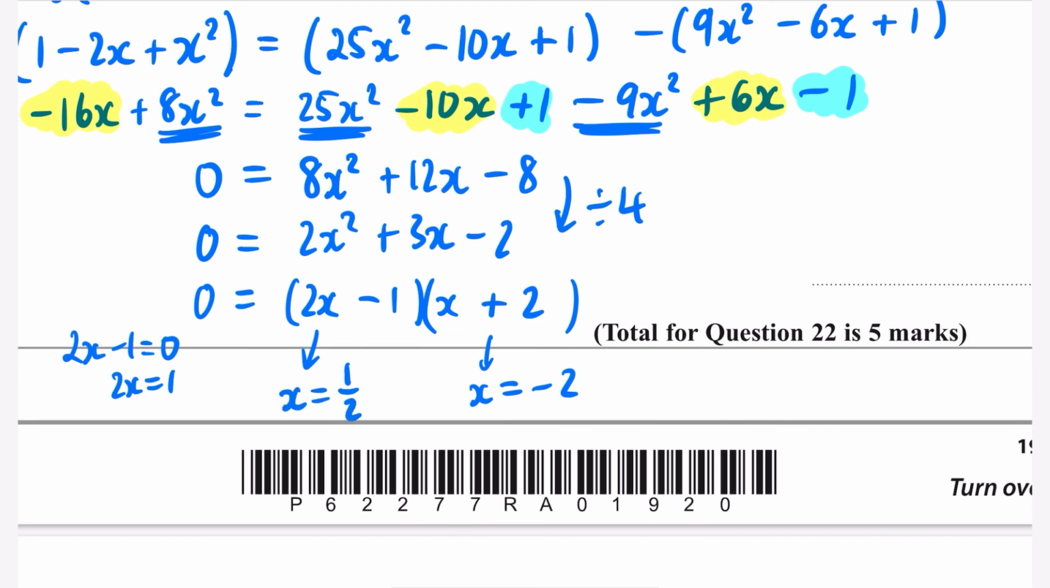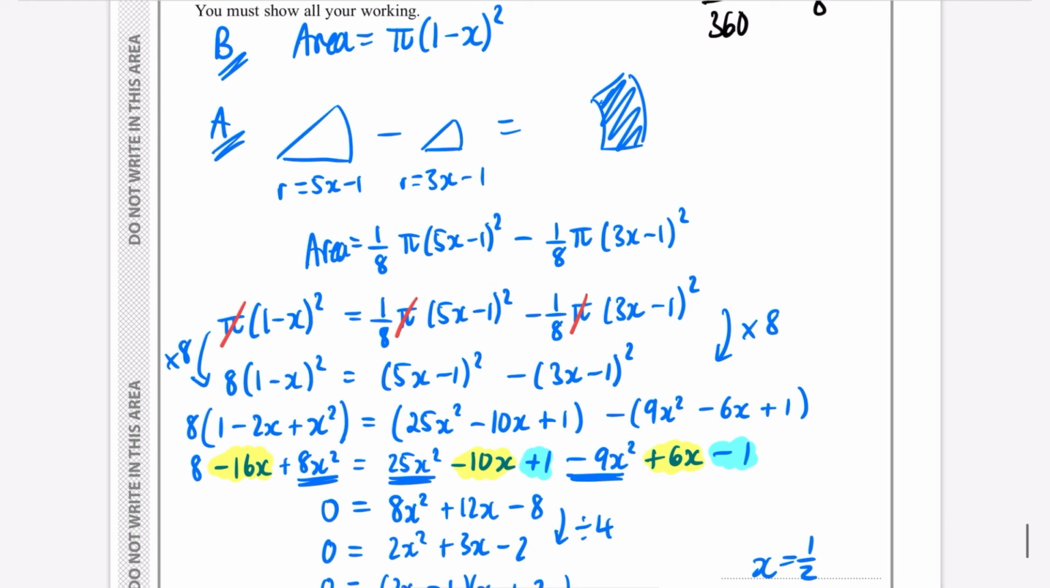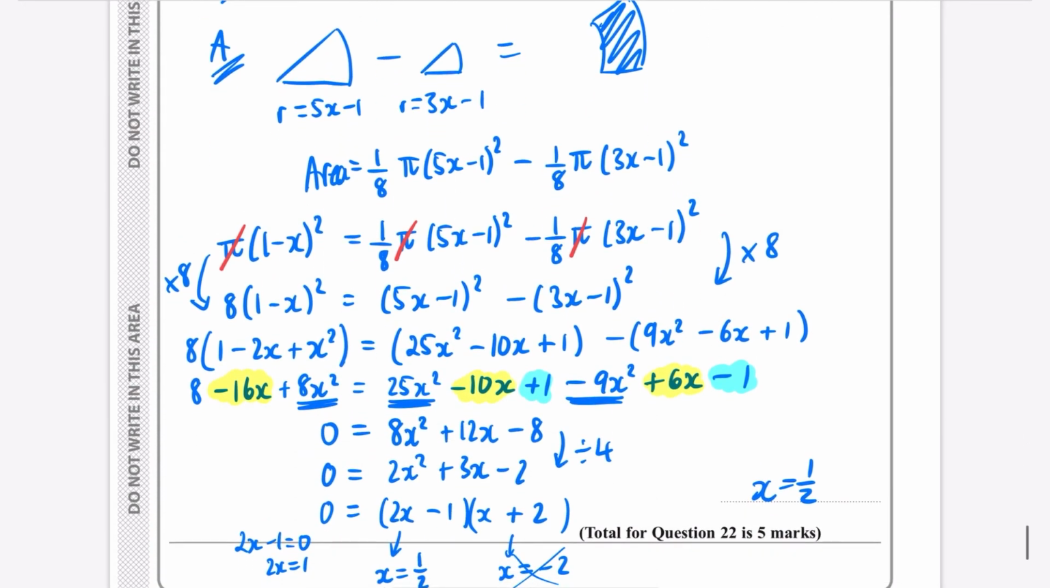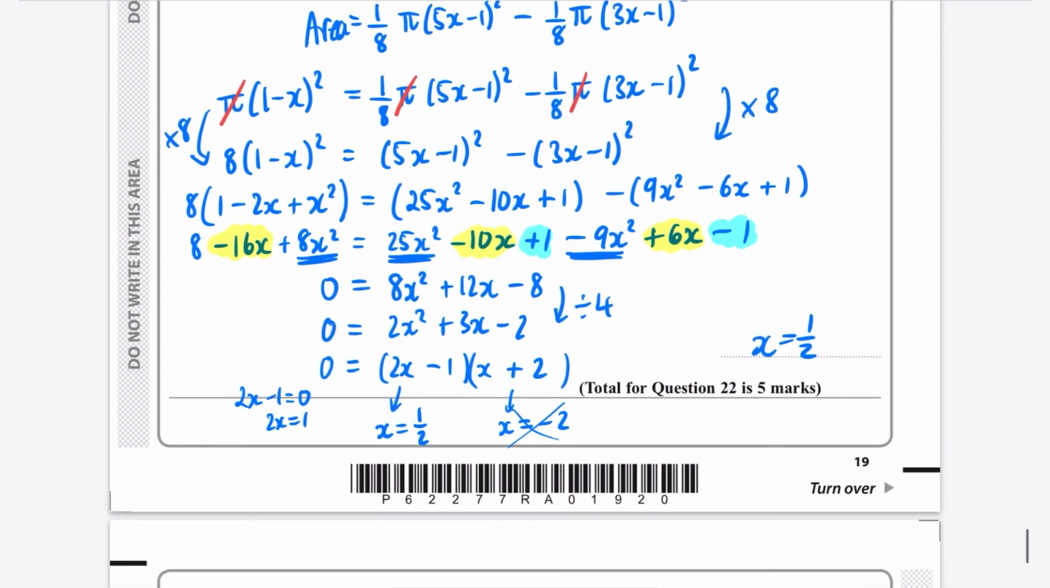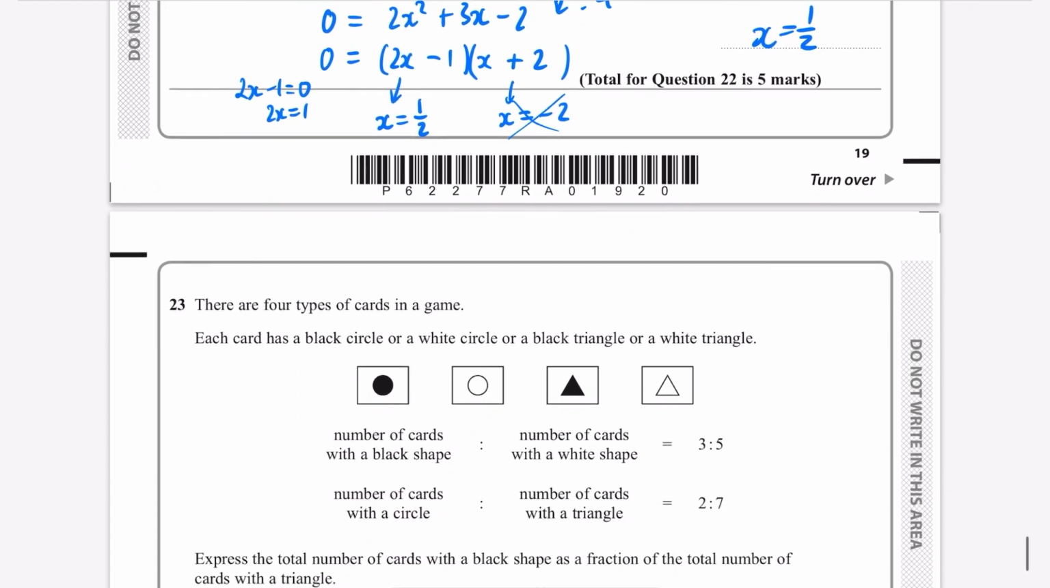So only one of these is going to make sense. This one here does not make sense because it is a length. You can't have a negative length. So we will reject this answer, and we will say that the answer is that x is equal to a half for this question. So the value of x is a half. Very, very difficult question, but it is a 5-mark question.